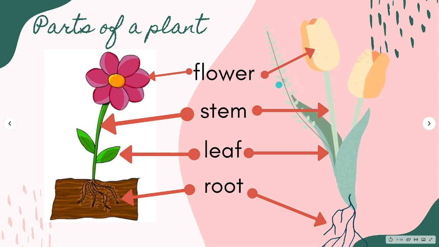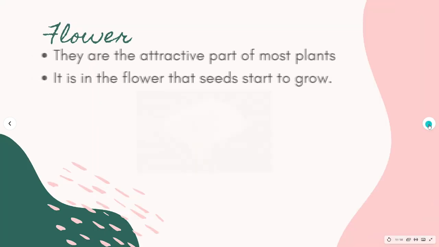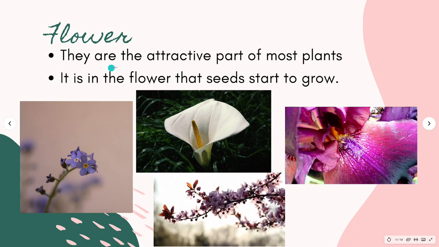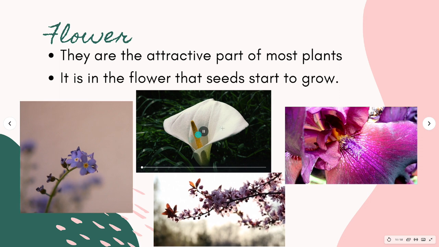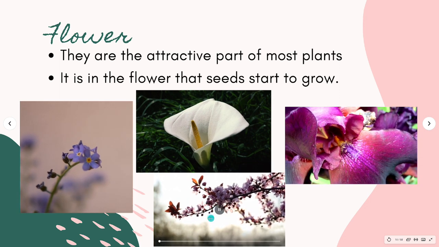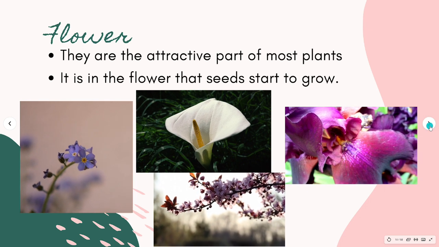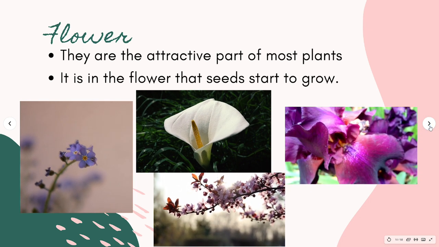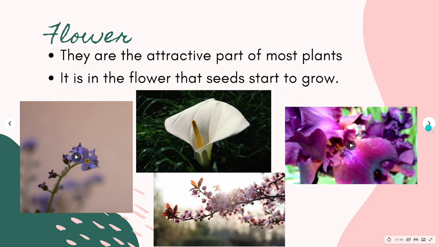Now let's talk about the flowers. The flowers make seeds which become new plants. Buds are the early stages of flowers. The leaves make food for the plant. They are an attractive part of most plants. It is in the flower that seeds start to grow.